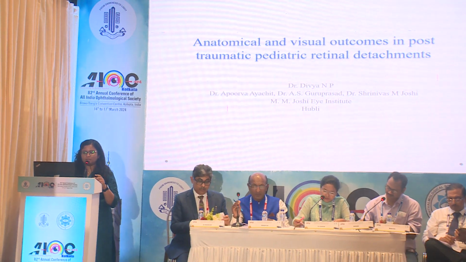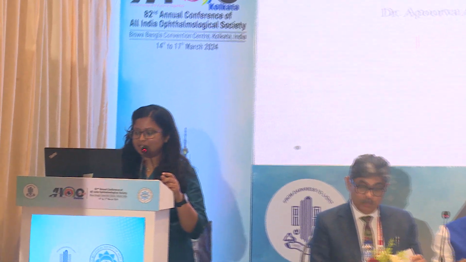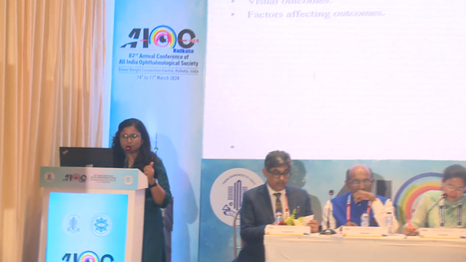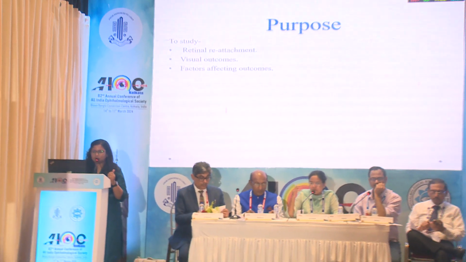I'll be talking on anatomical and visual outcomes in post-traumatic pediatric retinal detachments. Ocular trauma constitutes about 8 to 14% of total injuries, and is a major cause of non-congenital unilateral blindness. It can be divided into open globe injuries and closed globe injuries. And retinal detachment due to these injuries is a threat to vision due to delayed diagnosis and the immature visual system. There is higher risk of macular involvement and higher risk of developing PVR also. So we did this study to know the retinal reattachment rates, the visual outcomes, and the factors affecting the outcome.